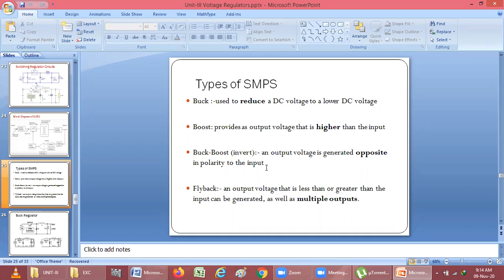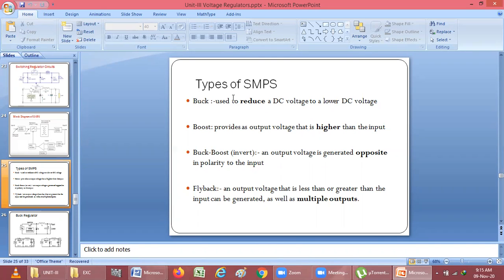And if we are saying flyback voltage regulator, at that time also the output voltage is less than or greater than as compared to the input voltage. As well as here, by using the flyback voltage regulator, we will get multiple outputs. Matlab, if we have to reduce the input voltage, we can use the buck voltage regulator.